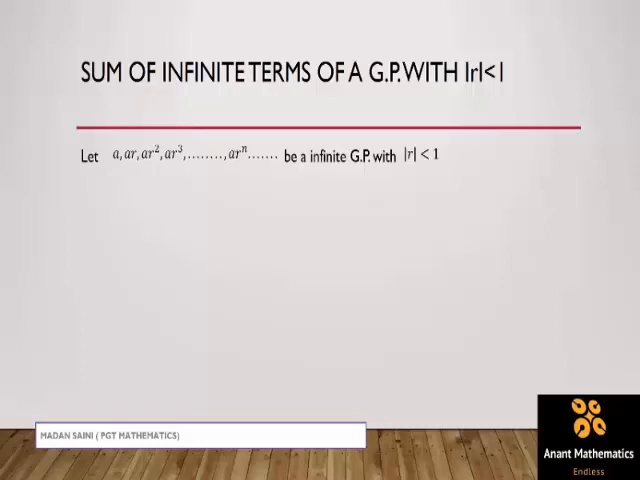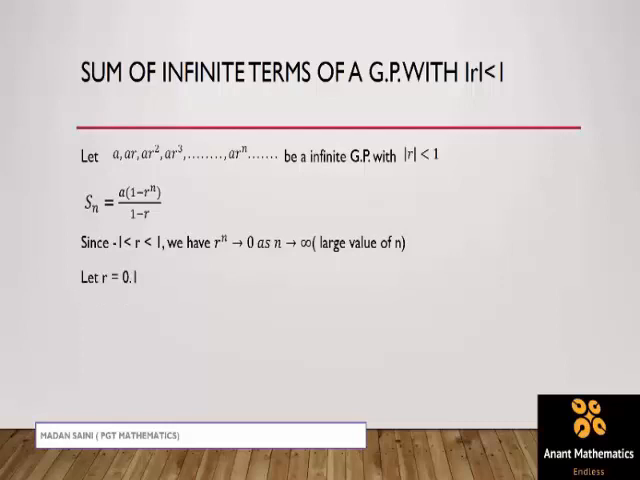The answer is yes. We are able to find out the sum of infinitely many terms of a GP with a condition on R. So let us suppose a, ar, ar square, ar cube and so on be an infinite GP with the condition on R: modulus value of R is less than 1, or you can say R is greater than -1 and less than 1. Here we already know the sum of n terms of a GP with the common ratio R and the first term a is a times 1 minus R raised to the power n upon 1 minus R.